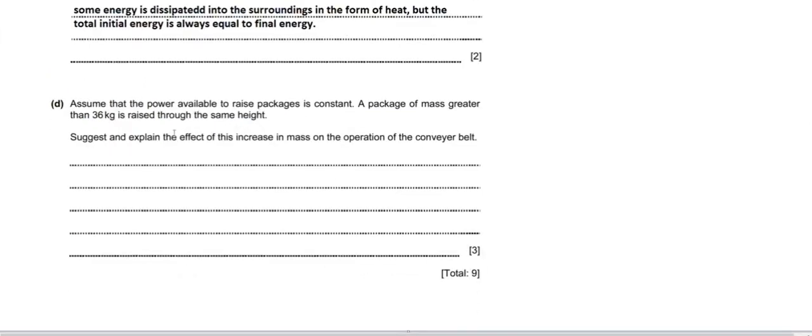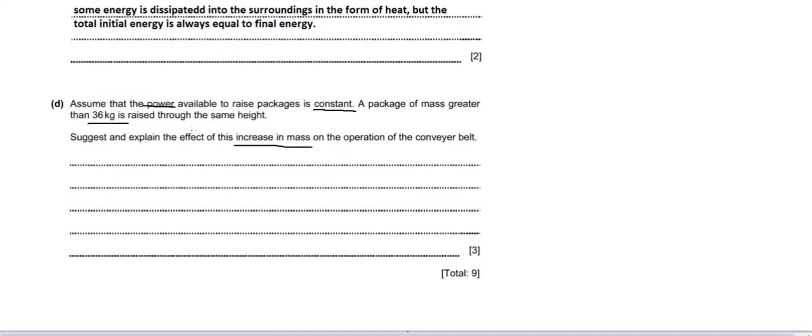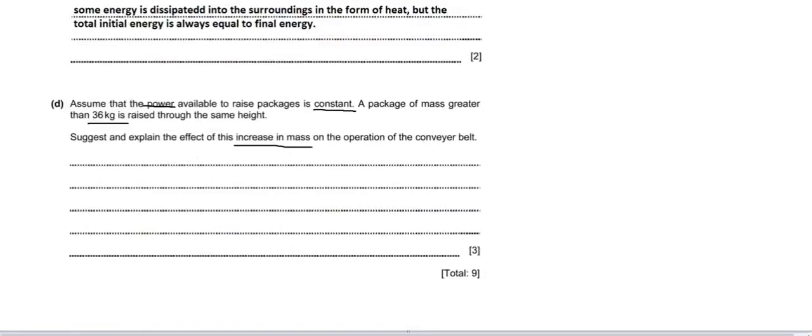Now last question is that assume that the power here available to raise the package is a constant. So we are assuming the power is a constant here, and the package of the mass greater than 36 kg is raised through the height, and suggest and explain the effect of this increase in the mass. So we are going to increase the mass, so what is the effect on the operation of the conveyor belt? So what is the impact? So we are going to increase this package mass, and power is constant. So power of the motor is constant, only the package is more. So what would be the impact or the effect on the conveyor belt?